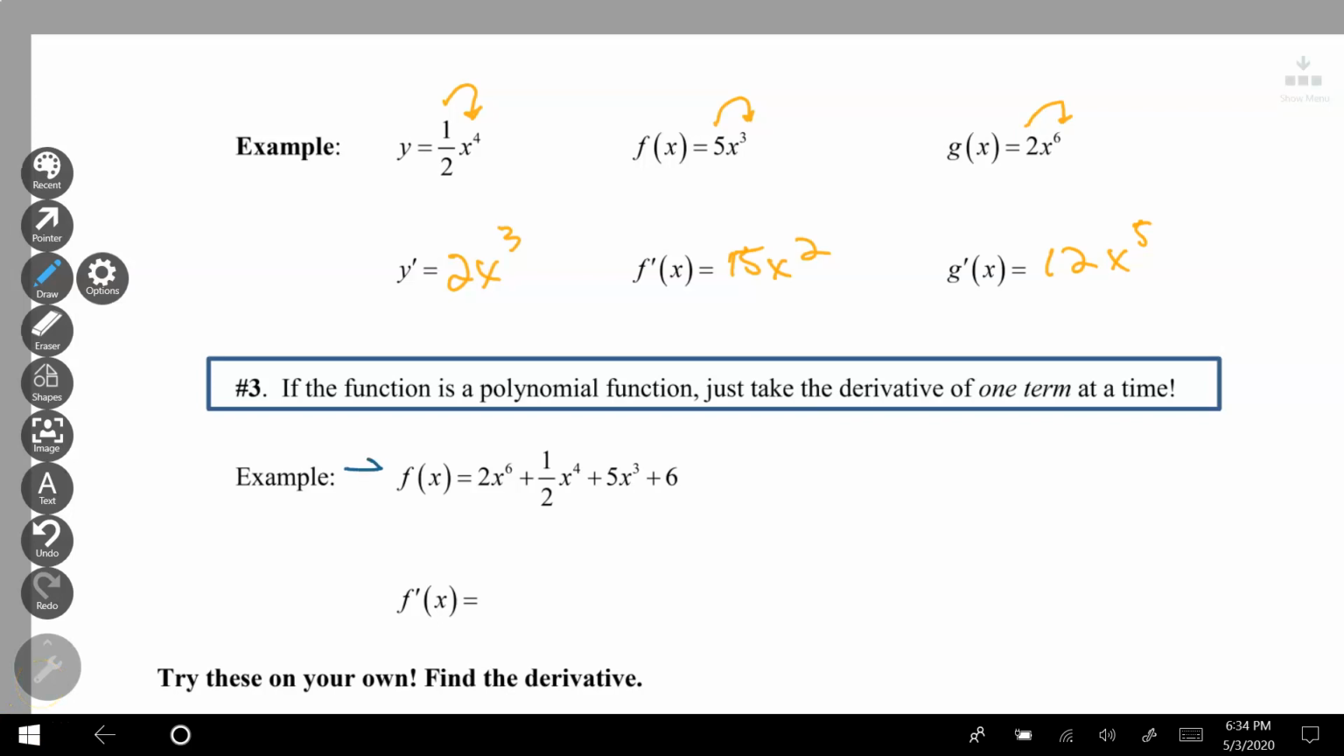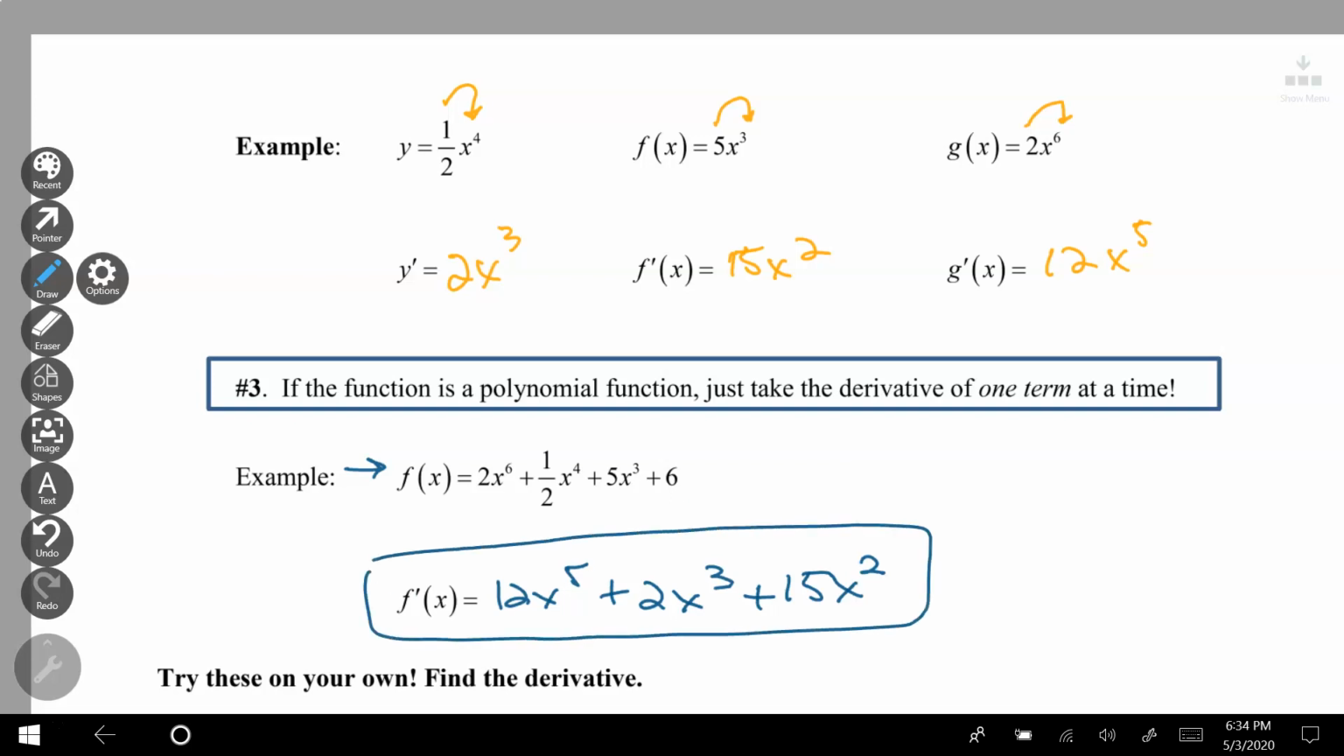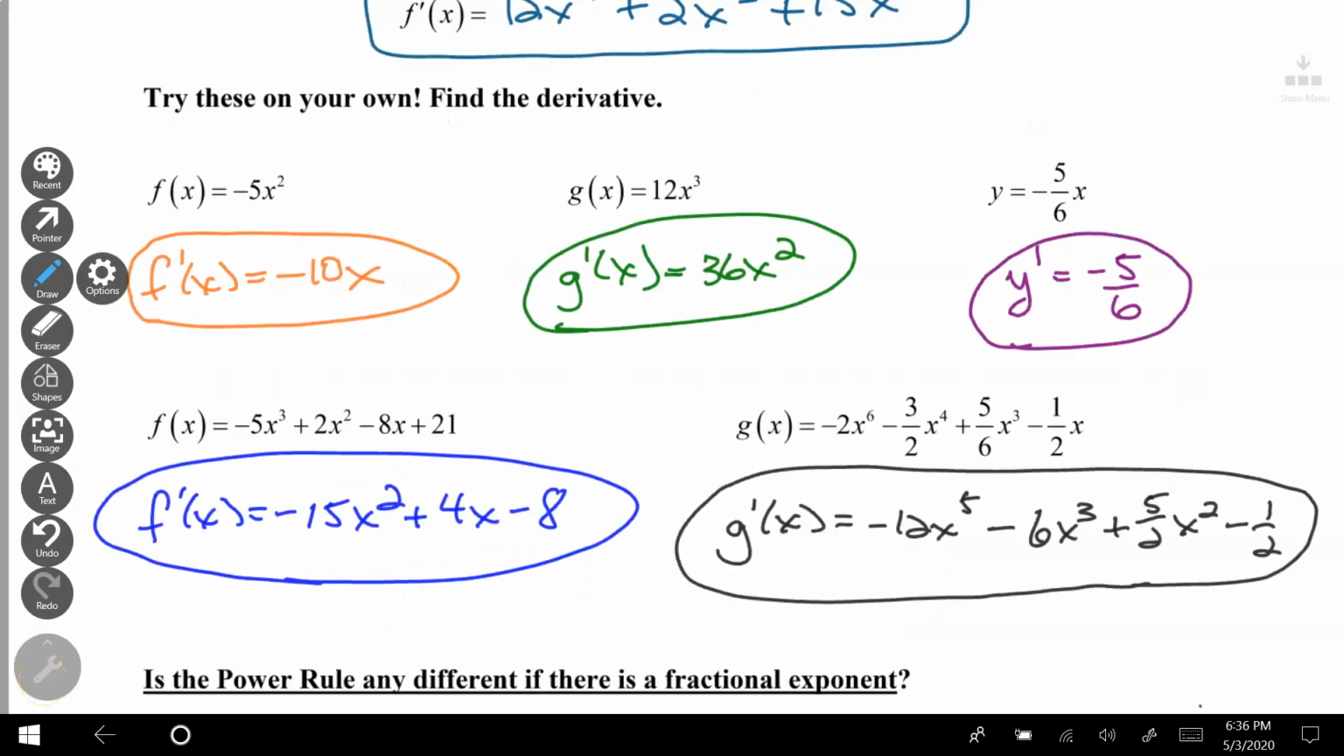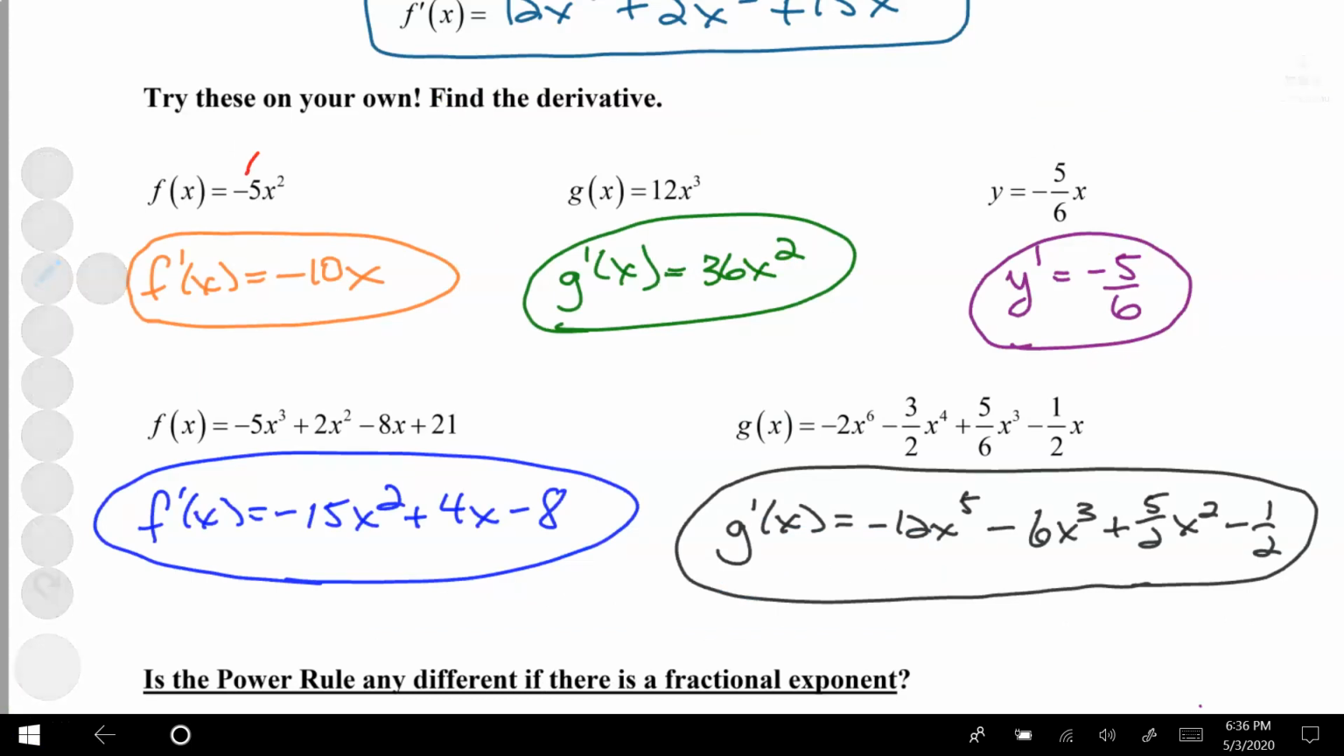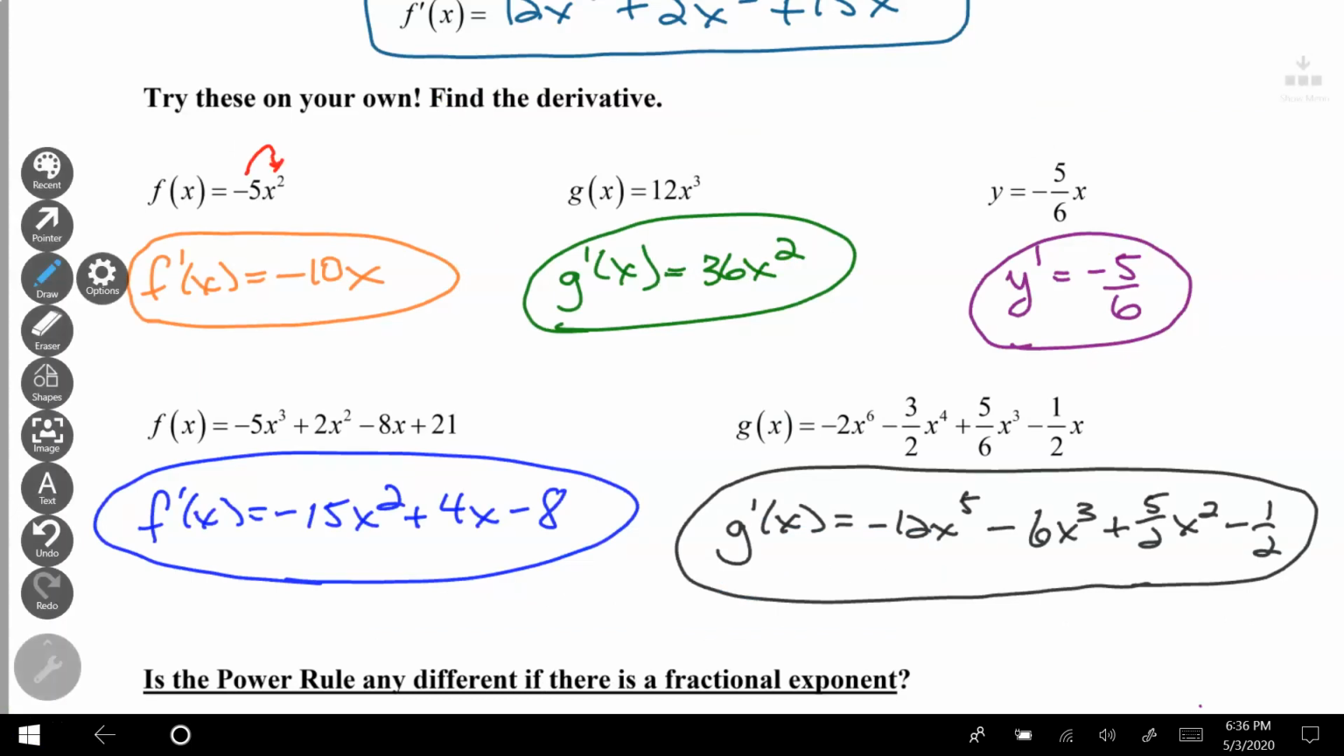So when I see this example right here, I just do 2x to the 6th is 12x to the 5th plus 2x to the 3rd plus 15x squared. And this last term says 6, and that's just a plain number, and the derivative of a number like 6 is 0. So this is the derivative, or f prime. You see above, sometimes they use y prime or g prime, but f prime of x is equal to this expression. So we had some examples that you could try on your own, and like I said, all you do is take coefficient times exponent, and I lose a degree.